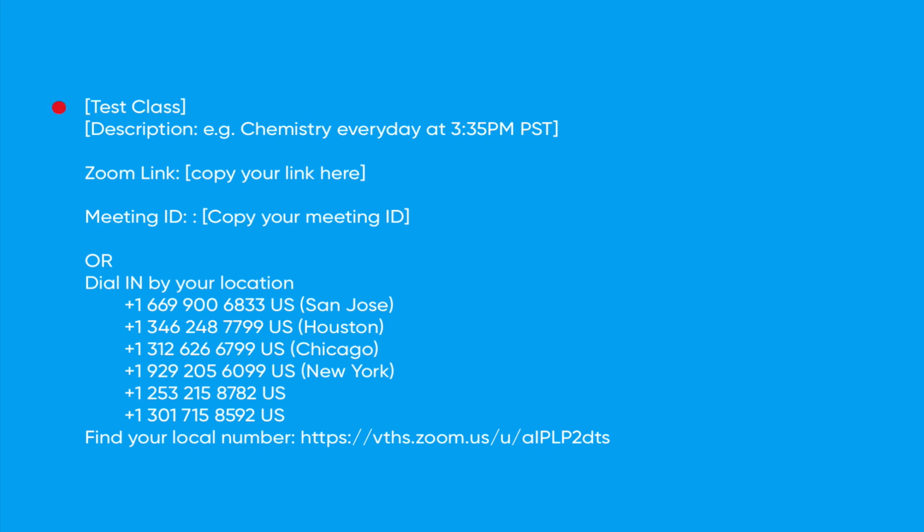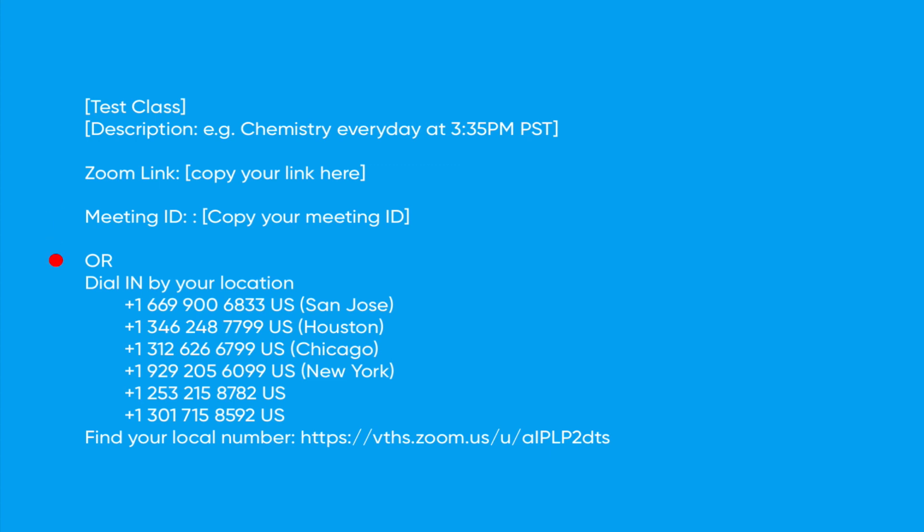So on this screen now we have a text class page. So that will be, for example, Gabe's class. The description, so in our case, it will be raise your hand or chemistry every day at 4:35 p.m. Pacific Standard Time. Then copy and paste your Zoom link and your meeting ID. That way people can join. They click on the link and they type in the meeting ID on their own device.